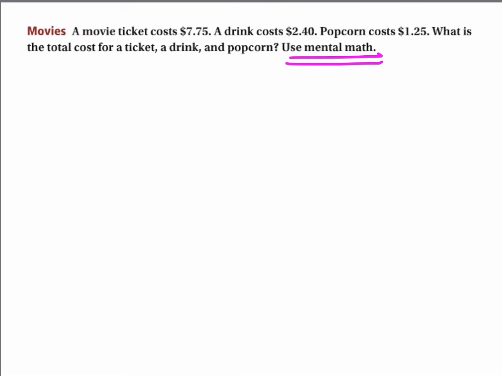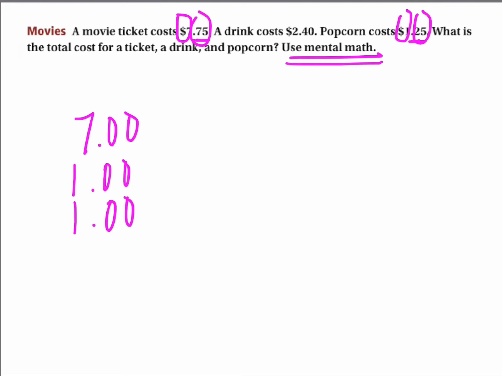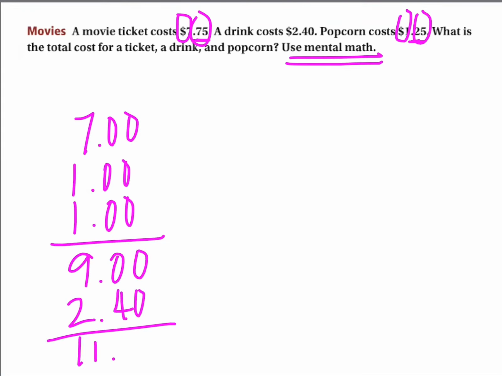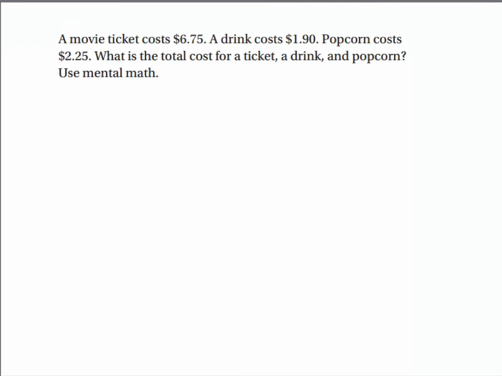Okay, what were some of your strategies? For me, I saw that 75 cents and 25 cents add up to another $1. So I took the $7 plus $1 and then one more with these, and that gave me $9. Sometimes it's easiest if we can find combinations that add up to whole numbers. Then I added my $2.40. This is what I did in my head. So I got $11.40 to buy a ticket, a drink, and a popcorn. If you have a different strategy, feel free to let me know. I'd love to hear it.